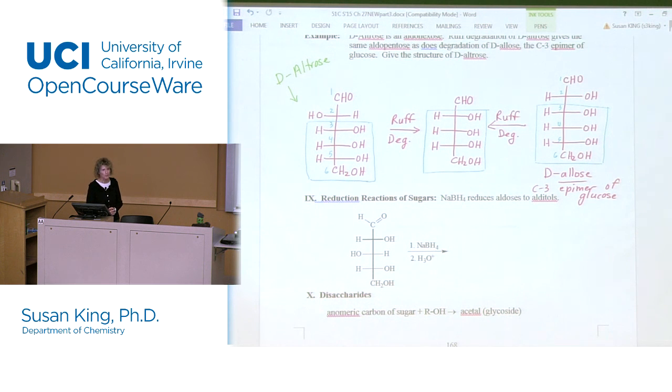The last reaction we want to talk about with sugars. You're familiar with this reaction. Sodium borohydride, what does it reduce? Aldehydes and ketones, right? Okay? It needs to be in the open chain form for this to work. Okay, so we're going to reduce this. Aldehyde's going to be reduced to a primary alcohol.